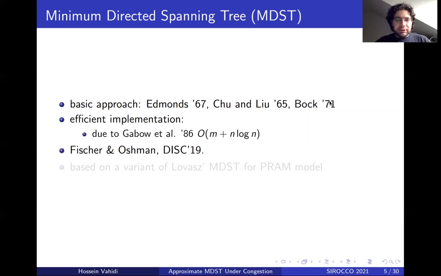MDST has been studied extensively in a sequential setting, but in the distributed setting, it hasn't received enough attention, especially if you compare it to the special case in undirected graphs, which is basically the MST problem. It has received a lot of attention, a lot of work in both Congest and congested clique. But Fischer and Oshman is the first non-trivial attempt at a result on the MDST problem in Congest and congested clique. Their solution is based on a variant of Lovász's MDST algorithm for the PRAM model.